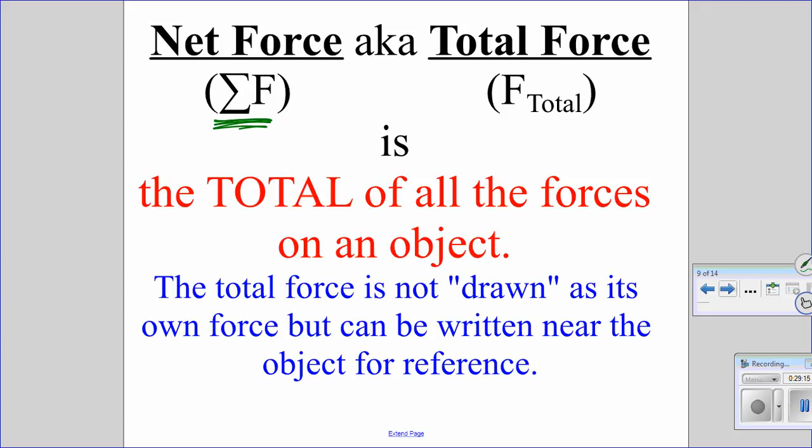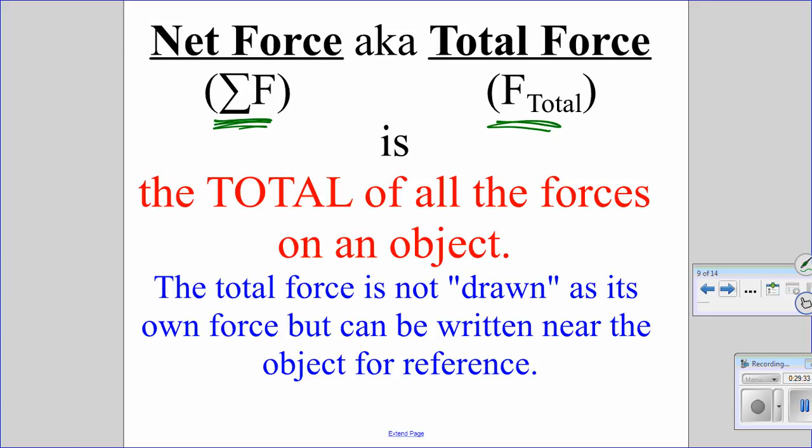So very often the Greek letter sigma with F, where F obviously means force, means net force. And then sometimes it's just written this way, F total. Either way, these both mean the same thing: net force, total force. The definition is the total of all the forces.